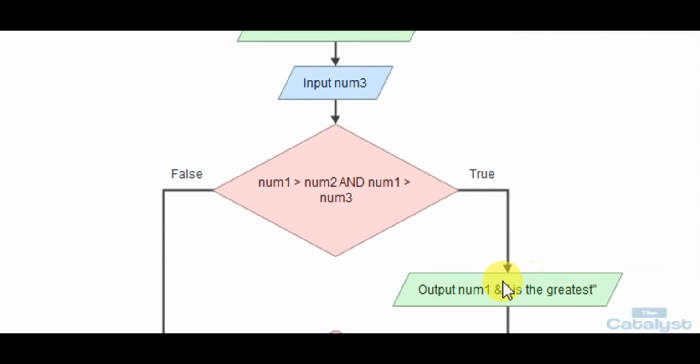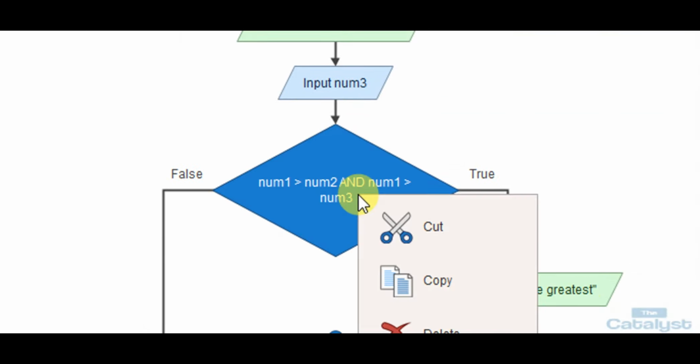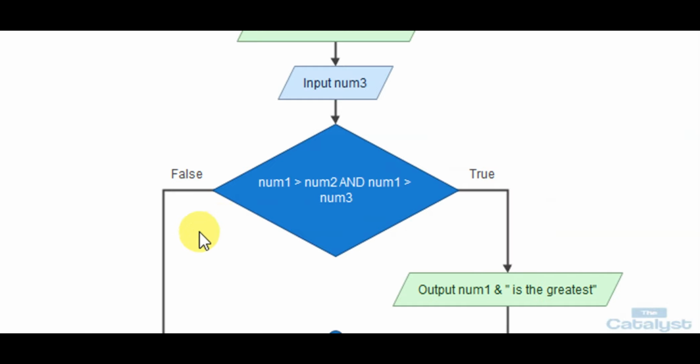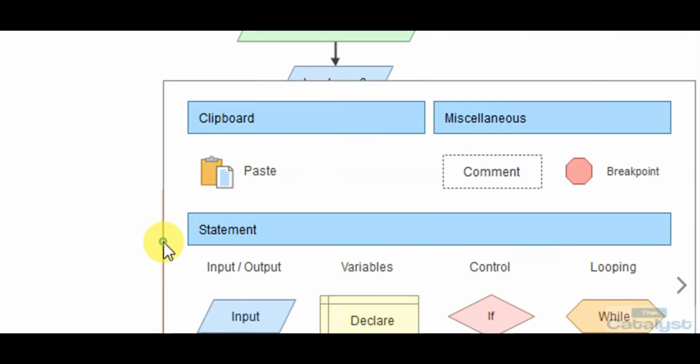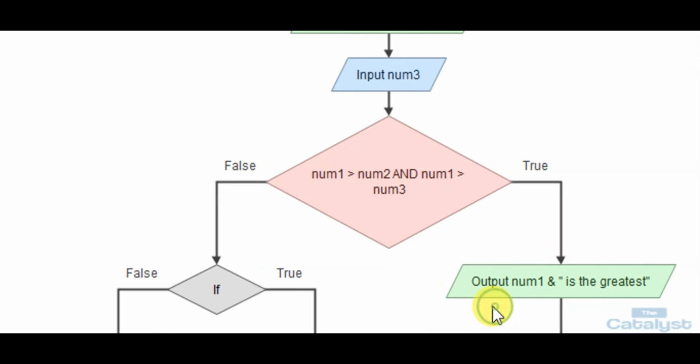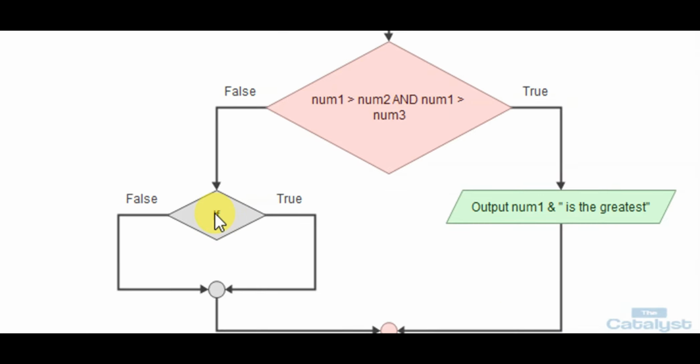Now, if it is false, if num1 is not greater than num2 or num3, it means it is not the greatest. So we'll go to the next condition now. To do that, we'll take the else or the false statement. For the false, we'll do the same thing. We'll take the if control structure or the selection if.